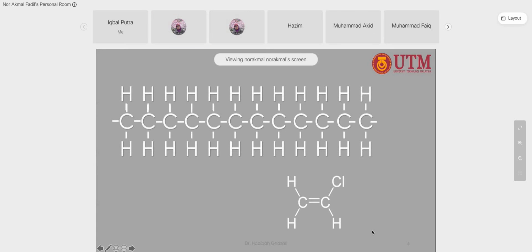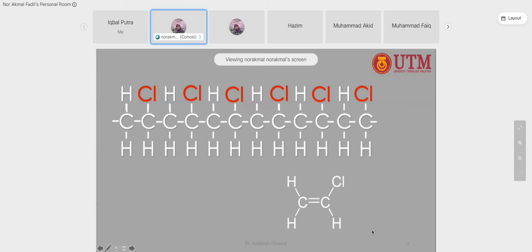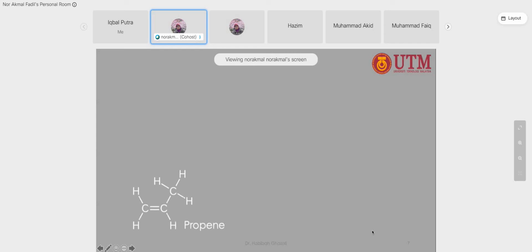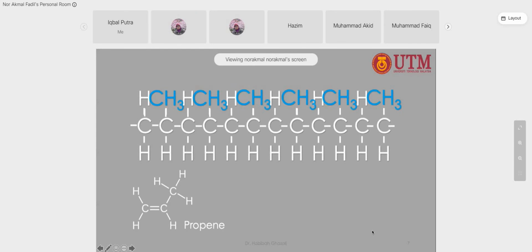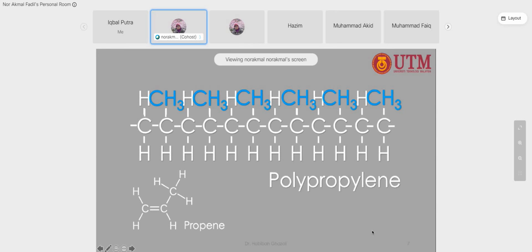So for example, we have the original CH hydrocarbon bonded to form polymer. And if we replace one hydrogen position with chlorine, we can modify the polymer and it becomes polychloroethylene. This is known as PVC. And for propane, for example, we replace H with CH3, so we will get polypropylene.